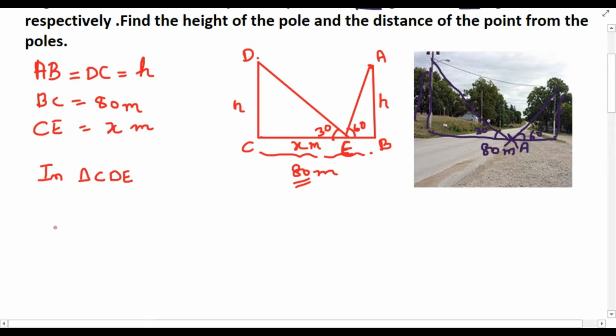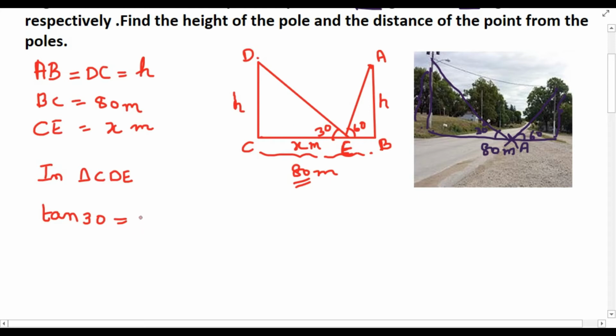CDE. Now in that, what is tan 30? Why am I taking tan 30? Because it will give you opposite side by adjacent side. I don't want the value of the hypotenuse. So that is why I am taking tan 30. Otherwise I could have taken sine 30, so opposite side by hypotenuse. We don't want the value of the hypotenuse.